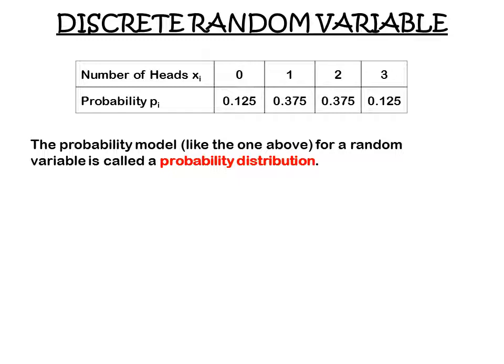So here is a probability model of our possible outcomes. We can make a probability model for things that are not chance experiments. Here, since this is based off of chance, the probability model is called a probability distribution. Notice that the number of heads next to it is x sub i. That's telling us that 0 heads would be x sub 1, 1 head would be x sub 2, 2 heads would be x sub 3, and so on and so forth. Probability next to it is p sub i. That denotes the variable for probability.